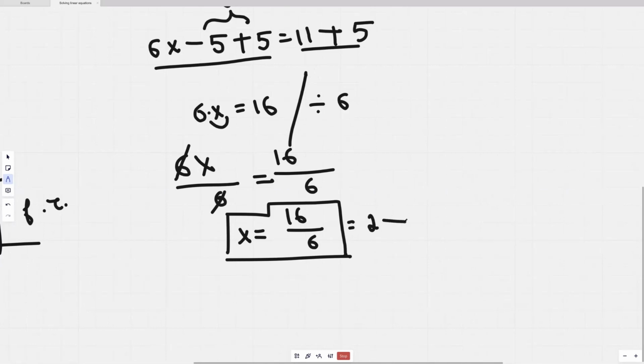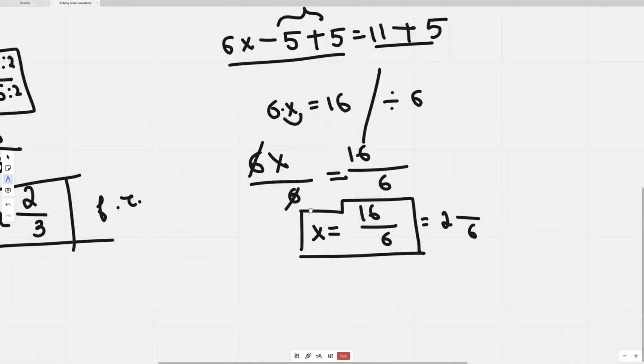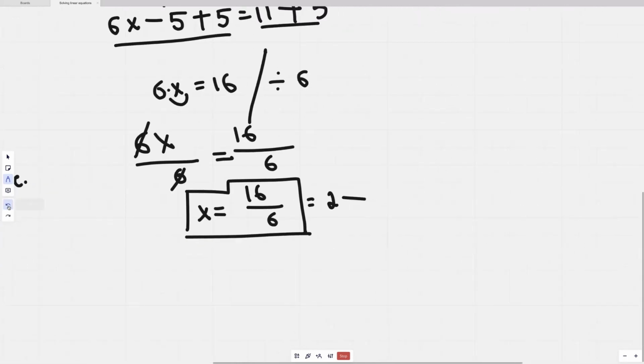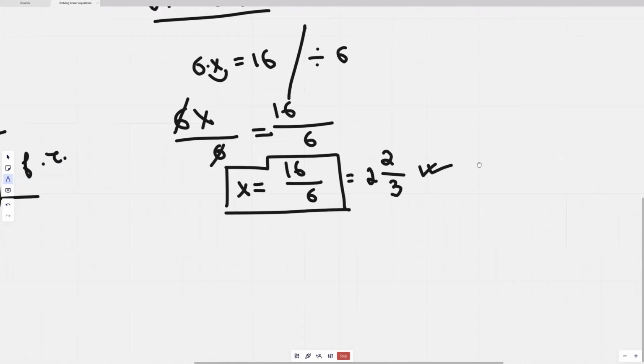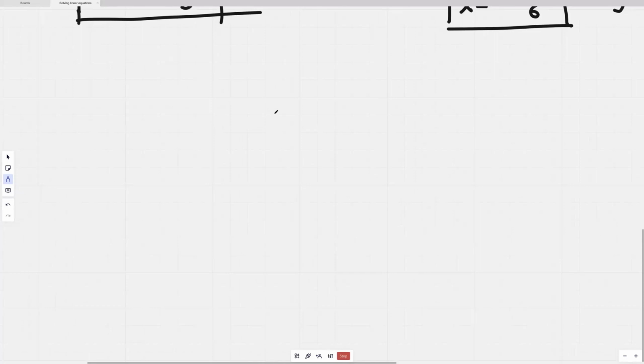So let's take a more complicated example. 3 times (x minus 4) is equal to 5 times (2x plus 3).